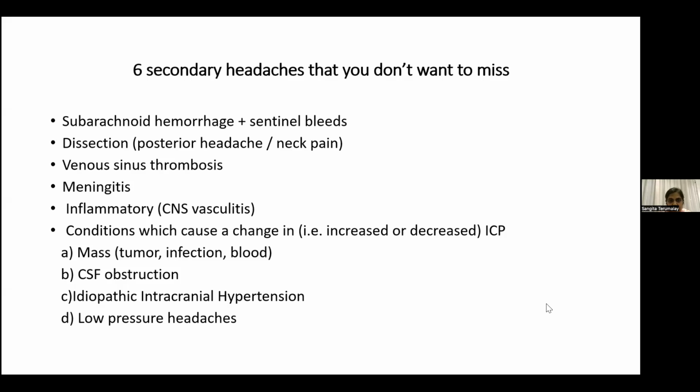Okay. So what are the 6 secondary headaches that you don't want to miss? Bleeds, such as subarachnoid hemorrhage. Dissections, which usually present with posterior headaches and neck pain. Sinus venous thrombosis, treated differently with anticoagulation. Infection, meningitis and encephalitis. Inflammatory causes like CNS vasculitis. And conditions which cause an increase in the intracranial pressure, so mass, CSF obstruction, idiopathic intracranial hypertension, and low pressure headache. So these are the 6 secondary headache causes that we definitely don't want to miss.